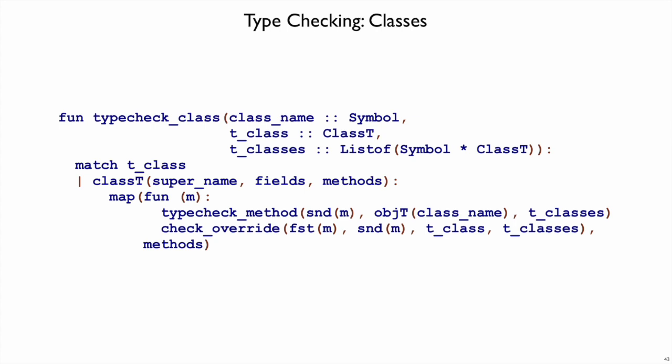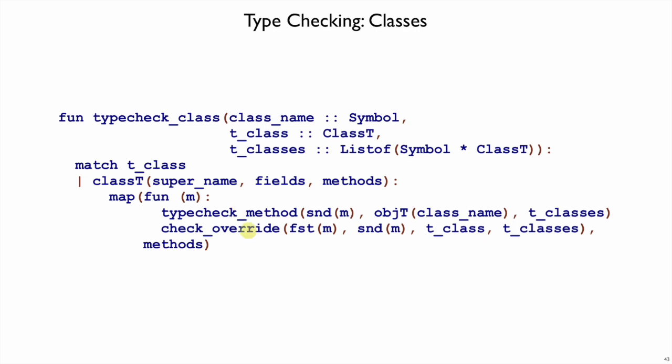Looking then at the type check class part, where we've got the class name, the class declaration, and all the other classes. Inside of a class we have a supername, a list of fields, and a list of methods. And fields don't have any expressions in them for us to type, but methods have expressions inside, so we need to type check those. And we'll do that with a type check method form.